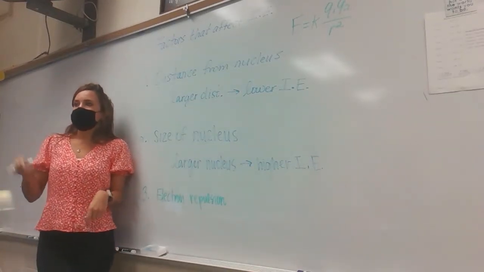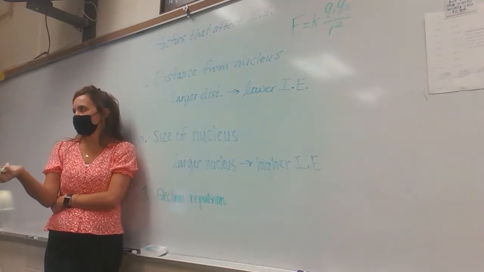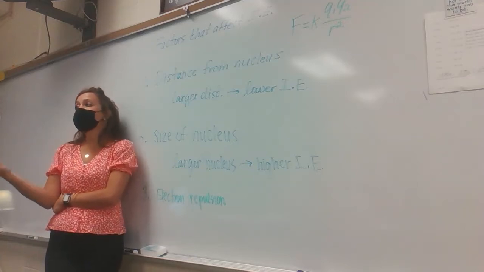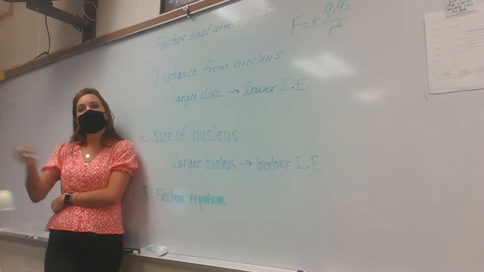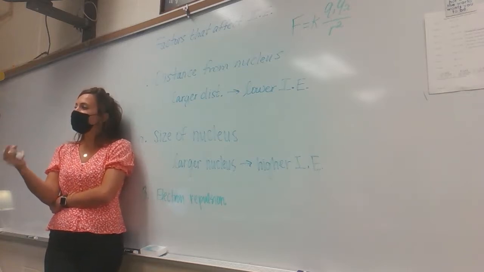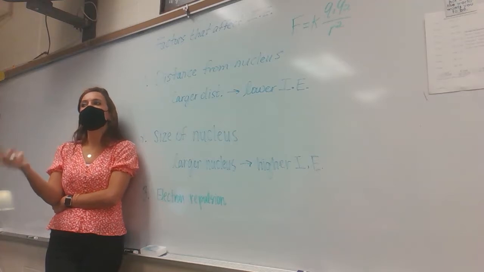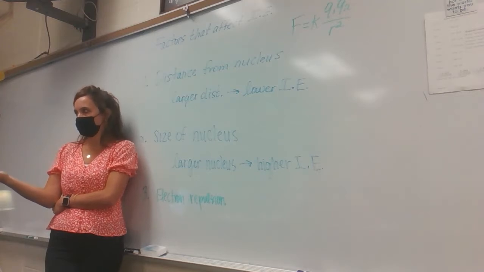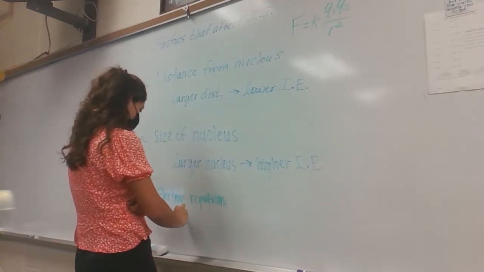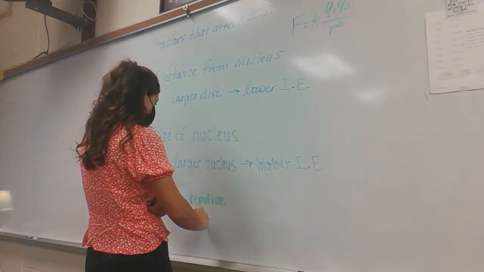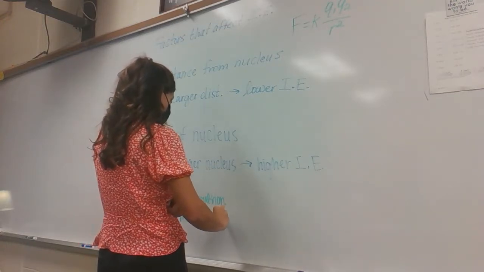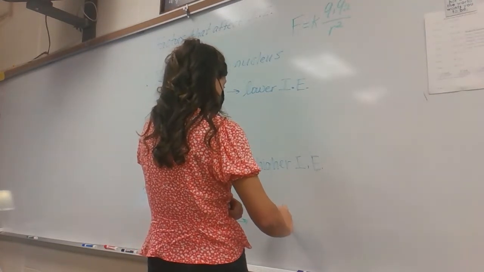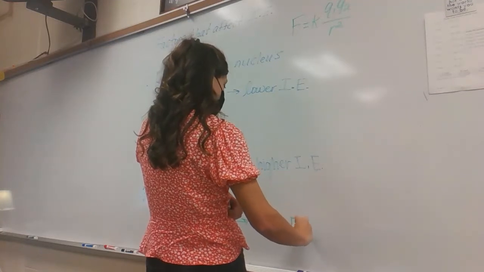We know that electrons repel each other because they have the same charge. So if we're in an energy level, or even a sub-level, and those electrons are repelling, more electron repulsion is going to lead to lower ionization energies. When the electrons are repelling, it's easier to take an electron away. So more electron repulsion leads to lower ionization energy.